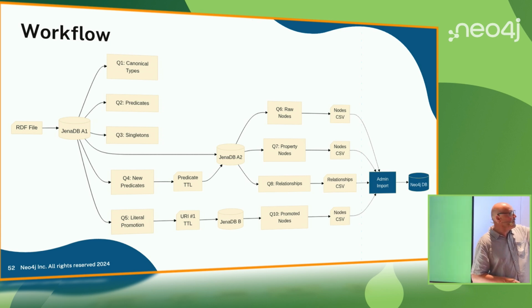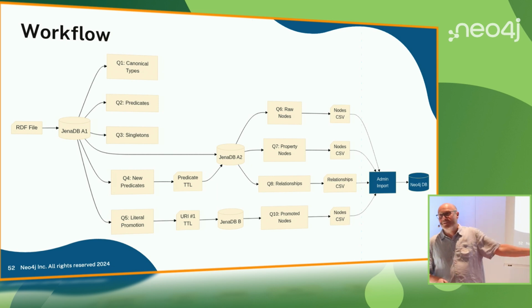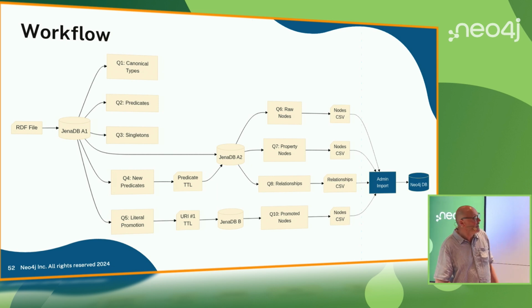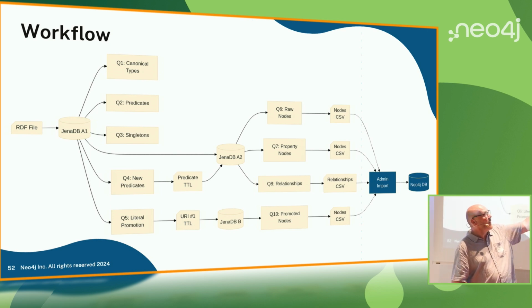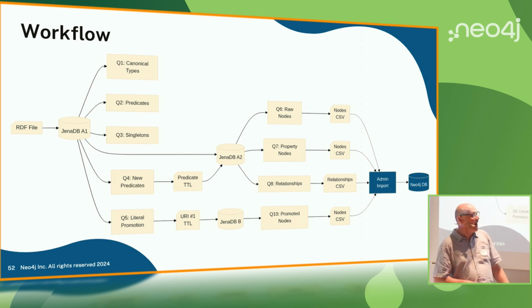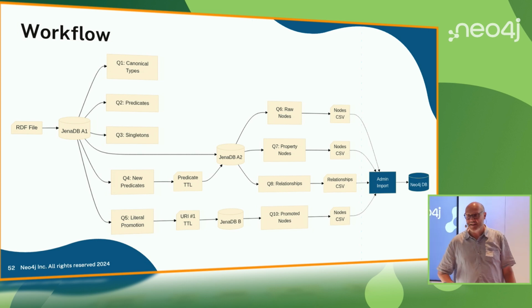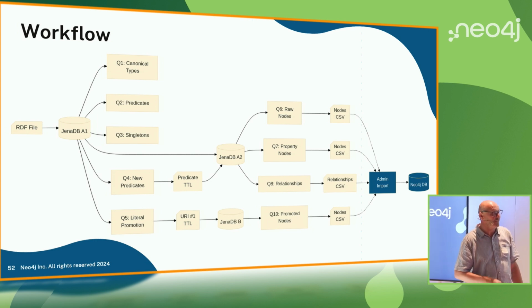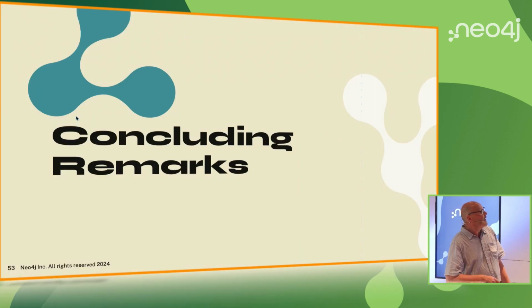And then obviously we've still got to do these new predicates, do the literal promotion to avoid the multi-valued properties, and then through those same sort of queries again, we can create our raw nodes, our property nodes, our relationships, all through SPARQL queries, get the CSV that we're then going to import into Neo4j. So those are the challenges we've had.